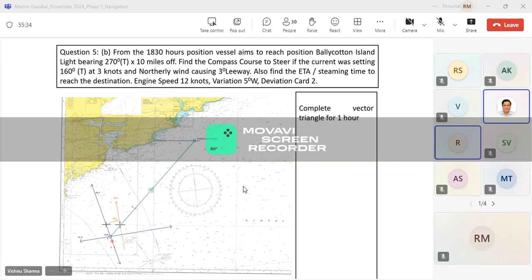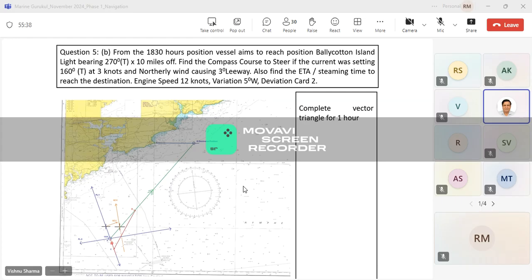Okay. Then C to D will be basically your effective course, the leeway track, right? Yes, sir. Correct. And now you've got a triangle for 1 hour. Am I right? Yes, sir. And on the effective course, you can counteract the leeway to get the CTS true, correct? Yes, sir. Then CTS true has to be converted to compass course based on the first class that we did on conversion from true to compass, right?